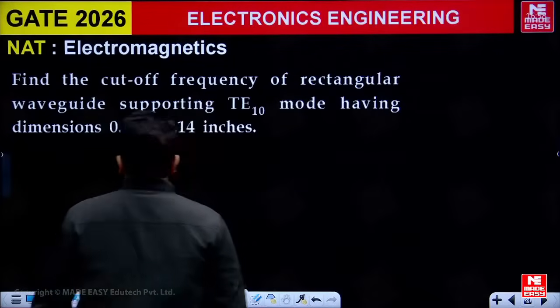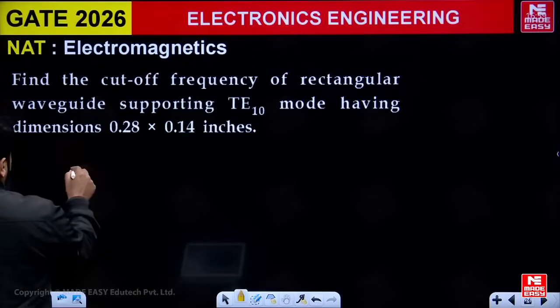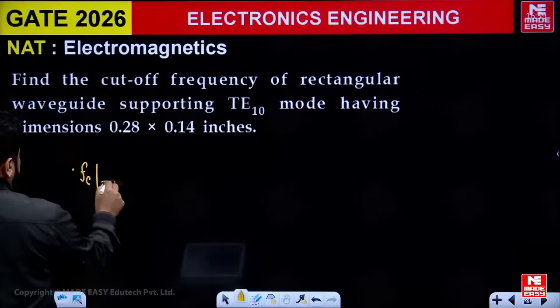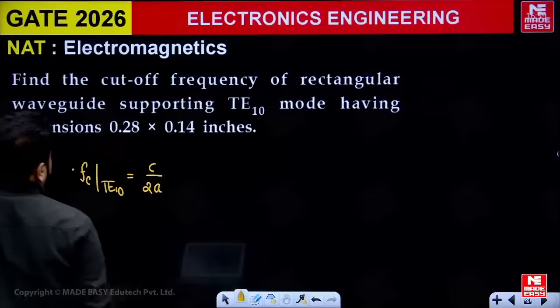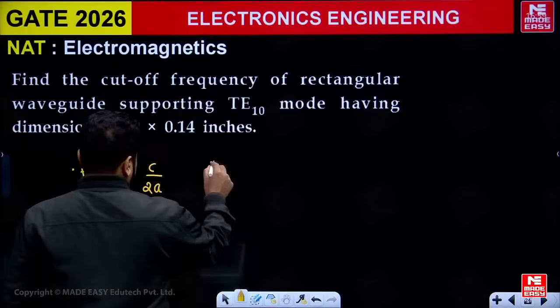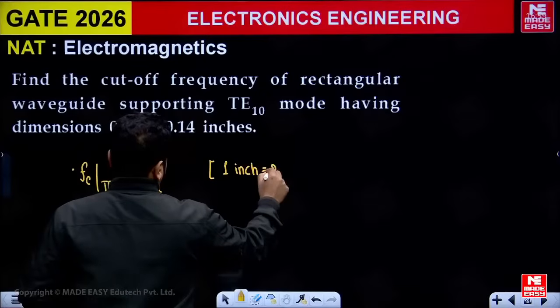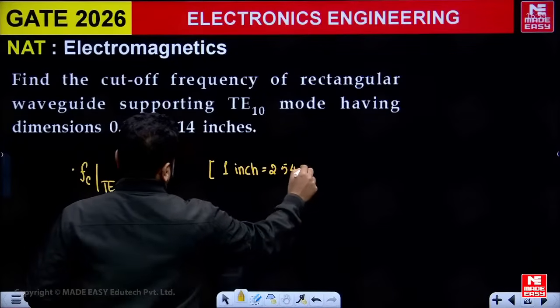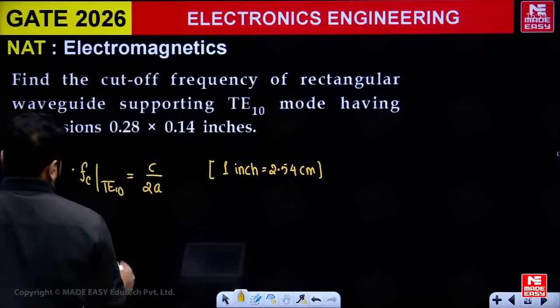Right, okay. Now the first question is: find the cutoff frequency of a rectangular waveguide supporting TE10 mode having dimensions 0.28 by 0.14 inches. So it is a very simple question. We know that the cutoff frequency of TE10 mode is basically c upon 2a. Here the a value is given. Now the one thing you have to remember is 1 inch is equal to 2.54 centimeters. So just substitute this value.